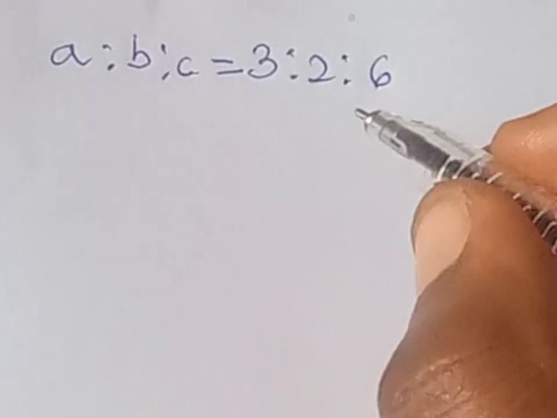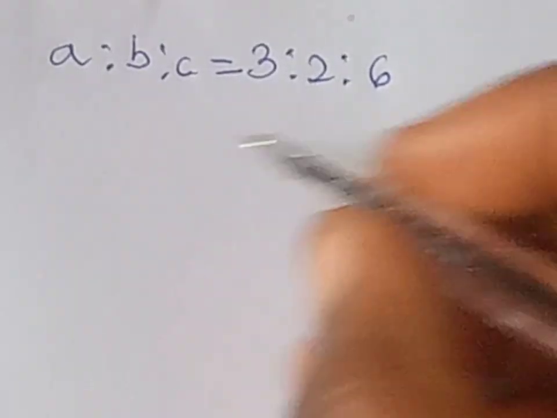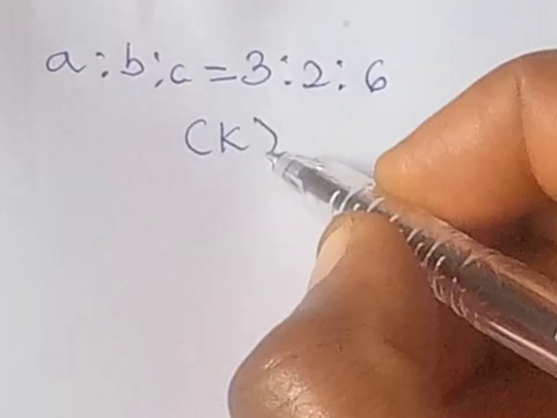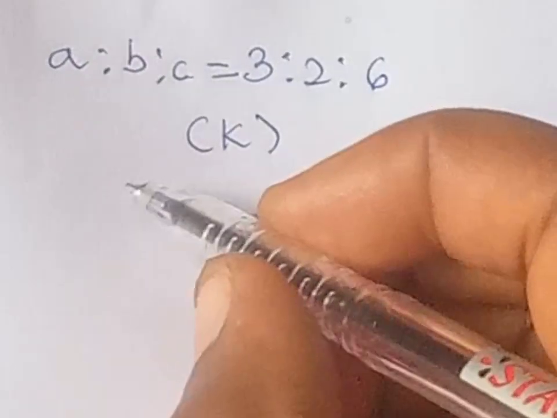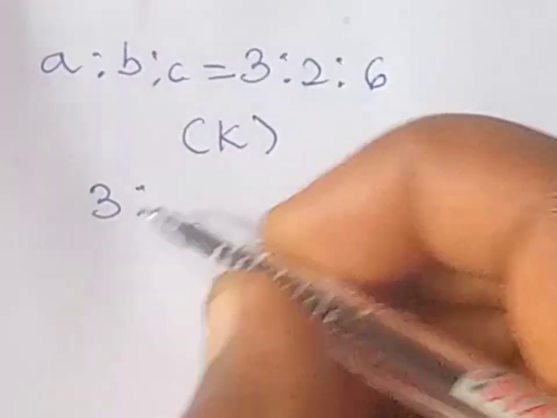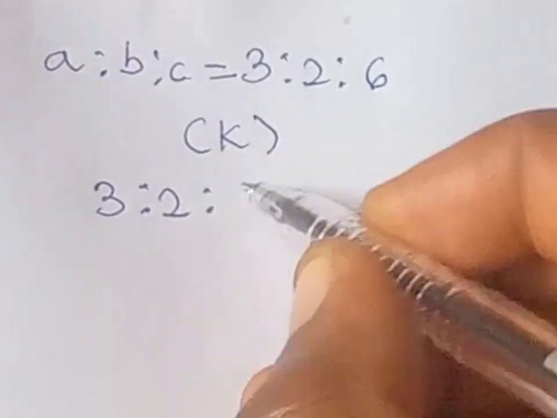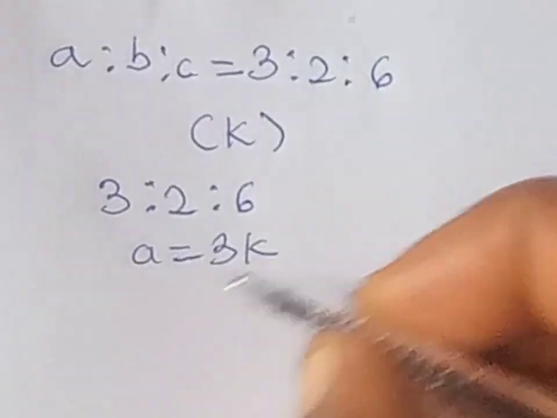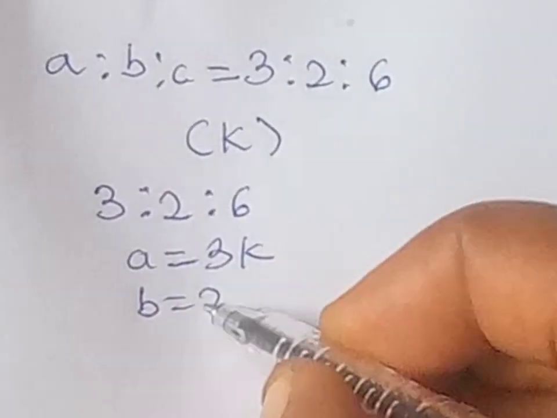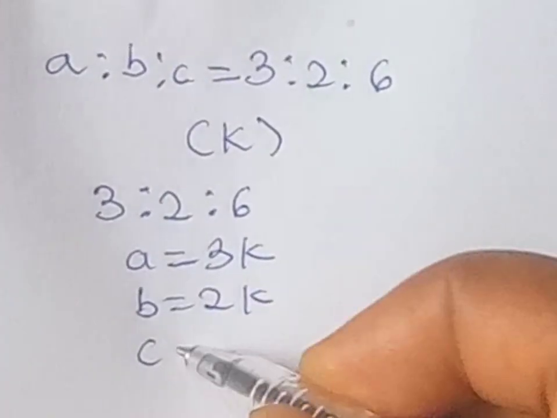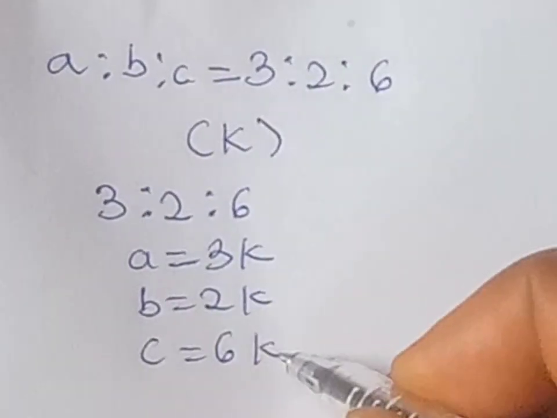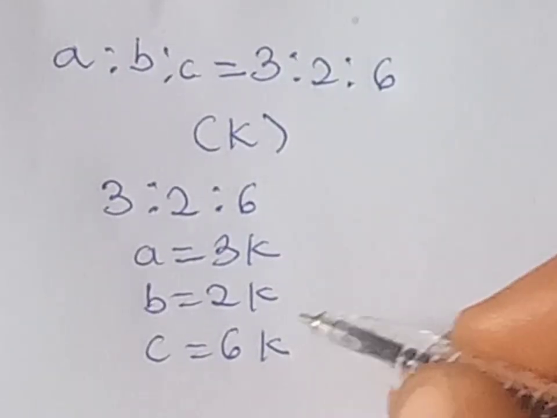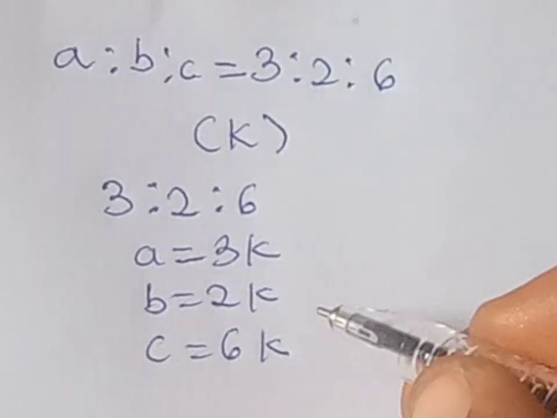The next thing is, let's introduce a variable. So we shall be introducing a variable, that is k. Since the ratio is 3:2:6, let A be 3k, B be 2k, and C be 6k. The next thing is, let's substitute this into one of the given equations.